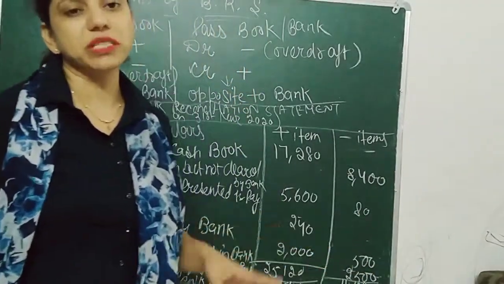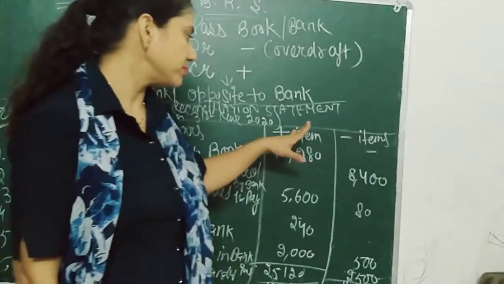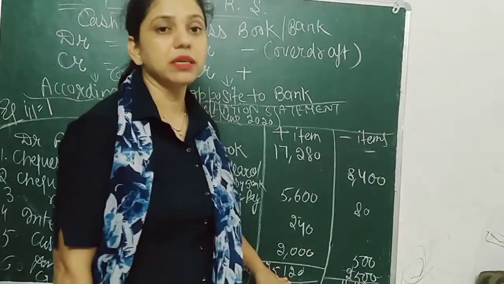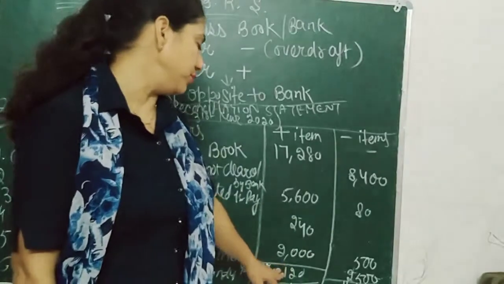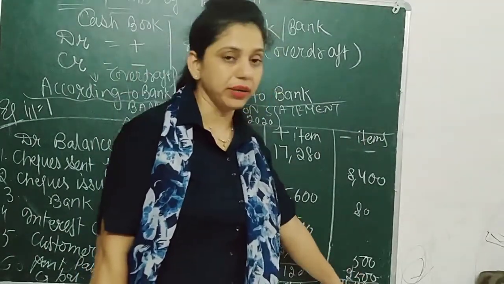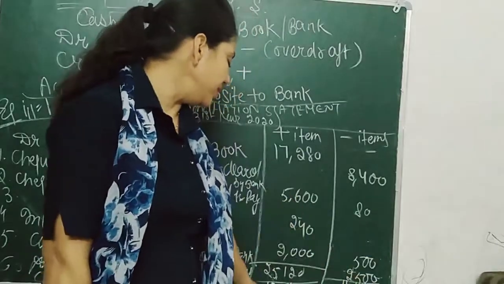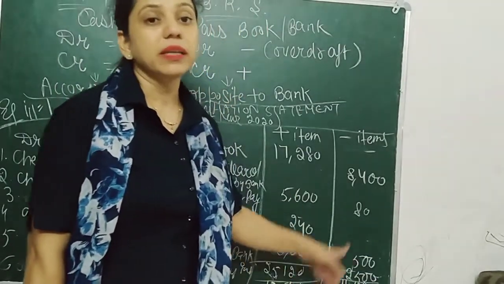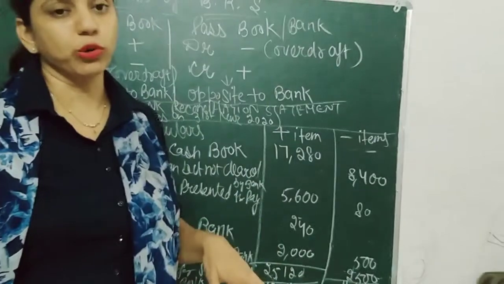Now at last we make a total of both sides. Total of plus item is 25,120 and total of minus side is 11,480. Difference is 13,640. This balance will be of passbook.